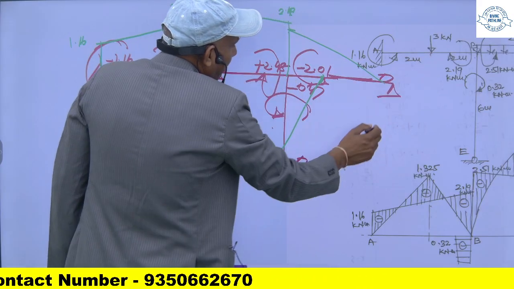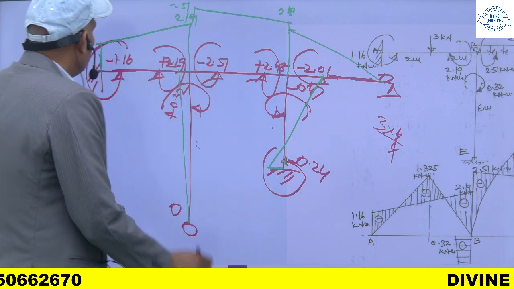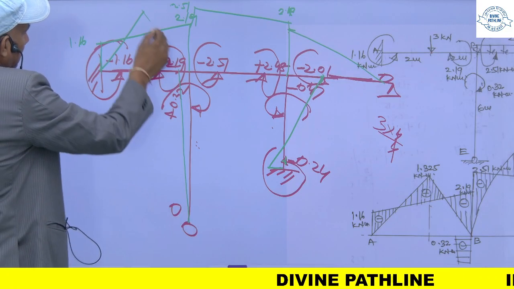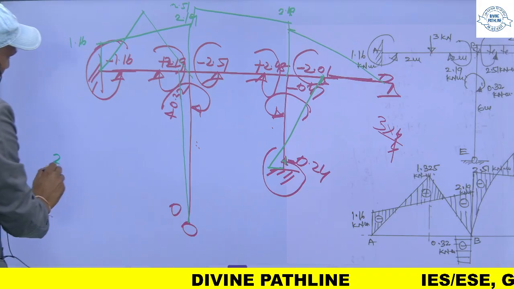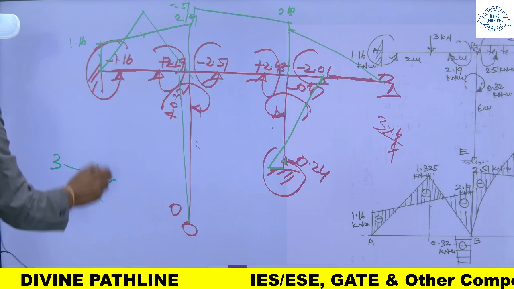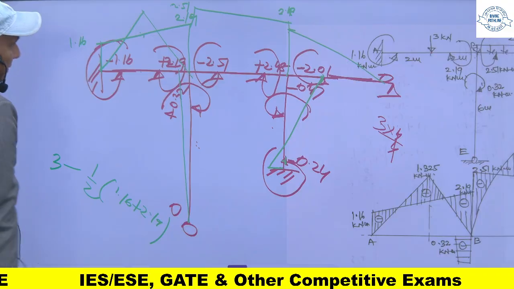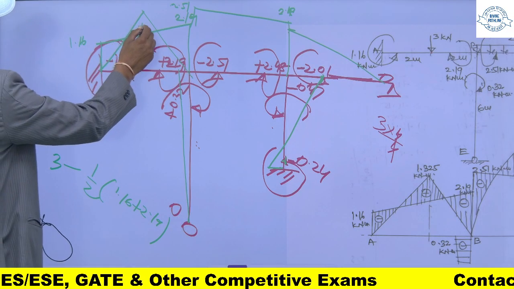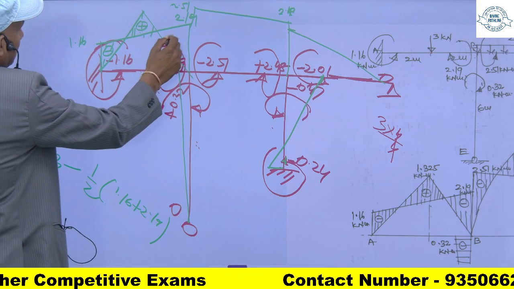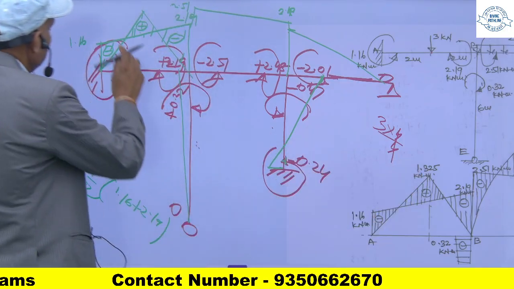acting at the center. This into 4 by 4, this is 3. So this will be 3 minus this, exactly at the midway. So it will be average of this 1.16 plus 2.19. You will get minus. So this value will be 1.325.